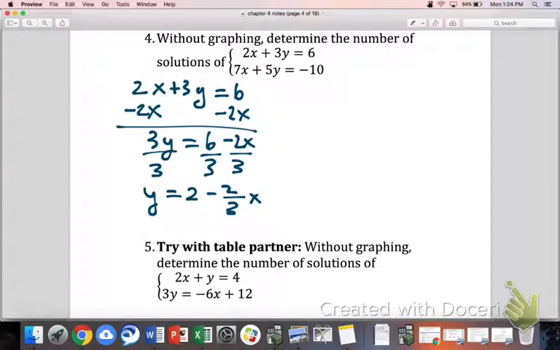Okay, so we got that one done. Let's go ahead and work on the other one. This one is 7x plus 5y equals negative 10. I hope this is starting to click for you.